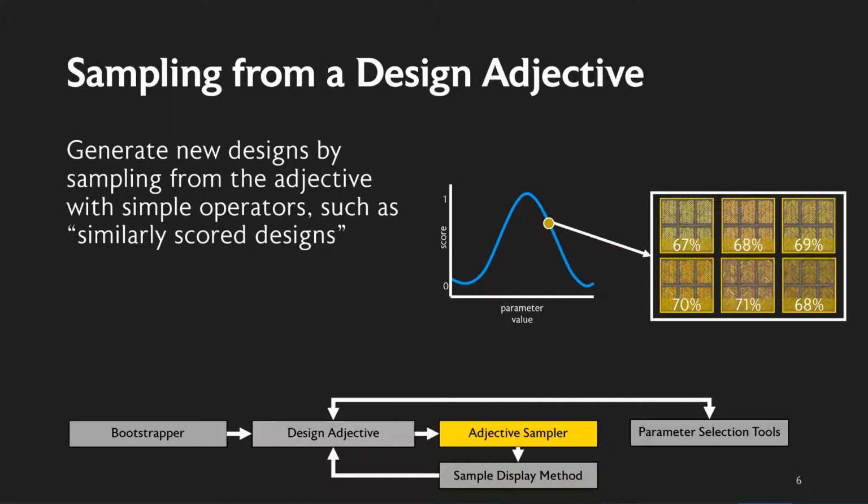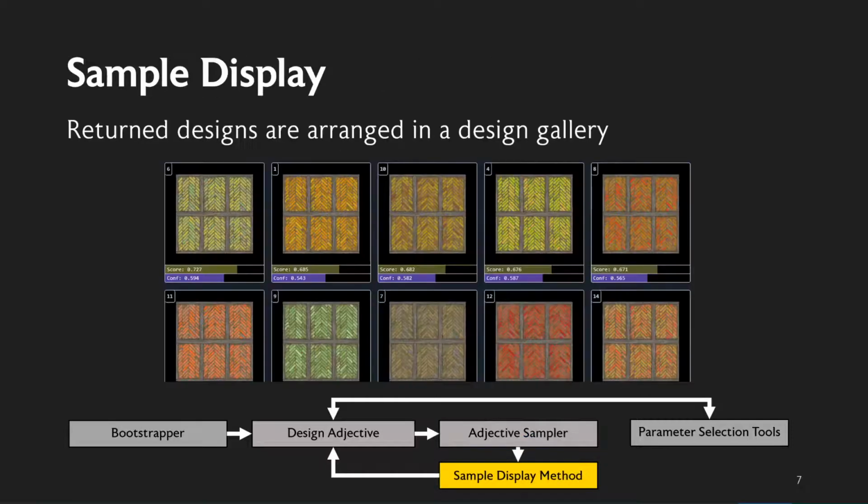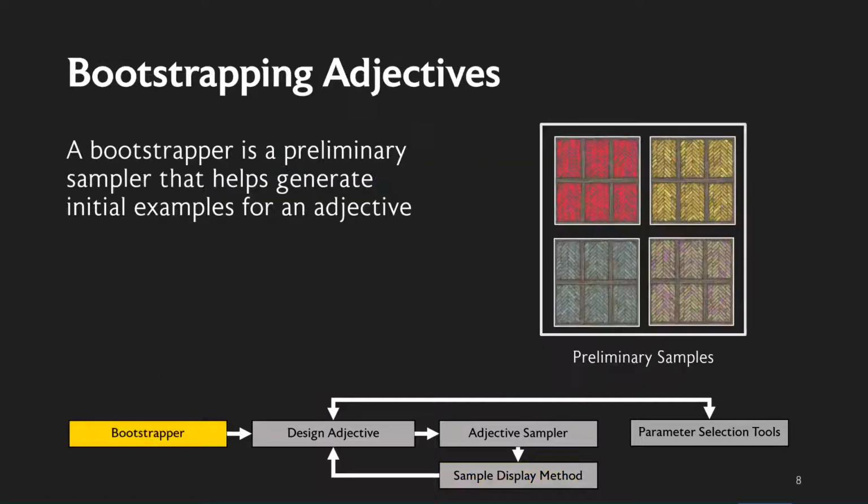Navigating through the design space is done by sampling designs from the design adjective. Users can move through the space relative to the score of the current design by using simple operators, such as similarly scored designs. Designs returned by the sampler are arranged in a design gallery to let users browse through and score designs for adjective refinements. The components described so far have been working with an adjective that already exists.